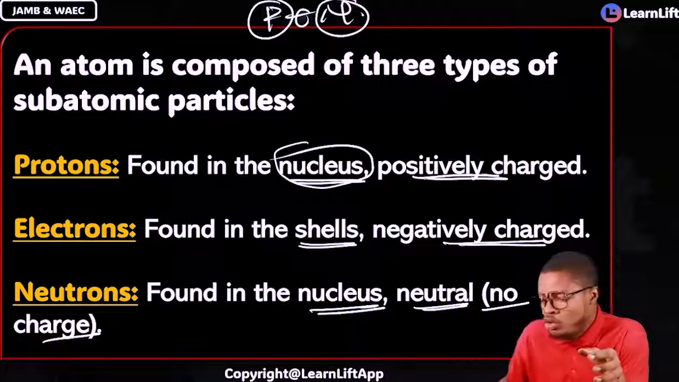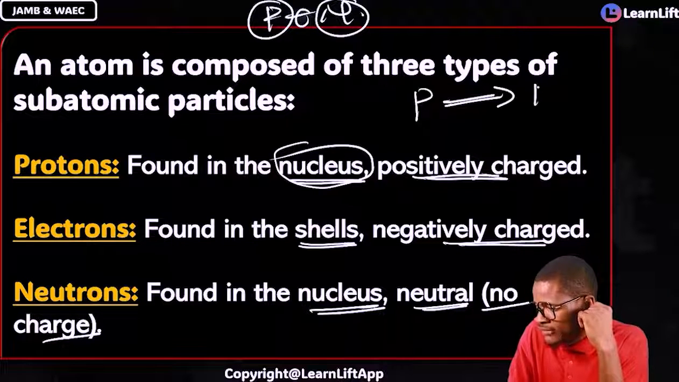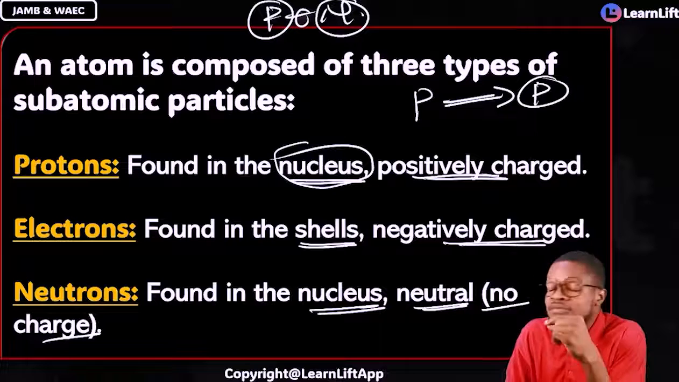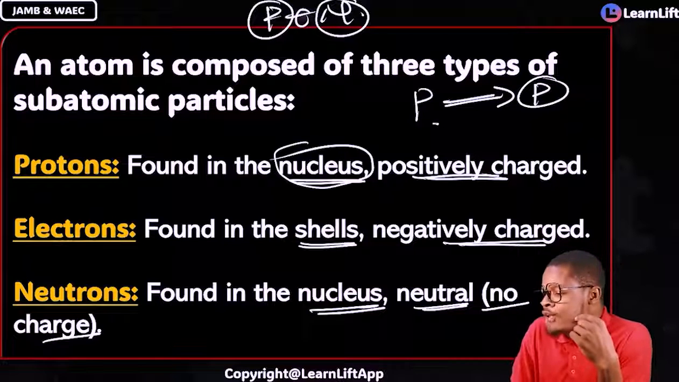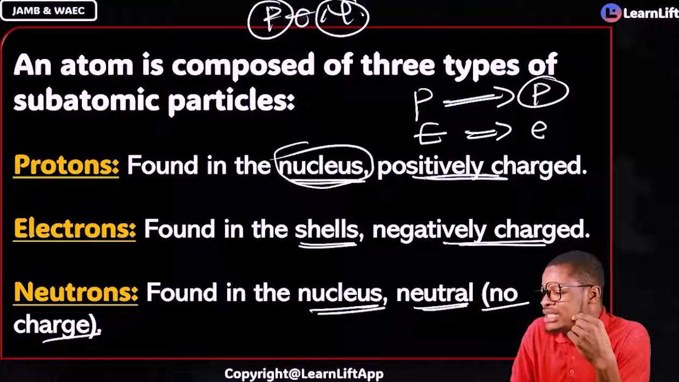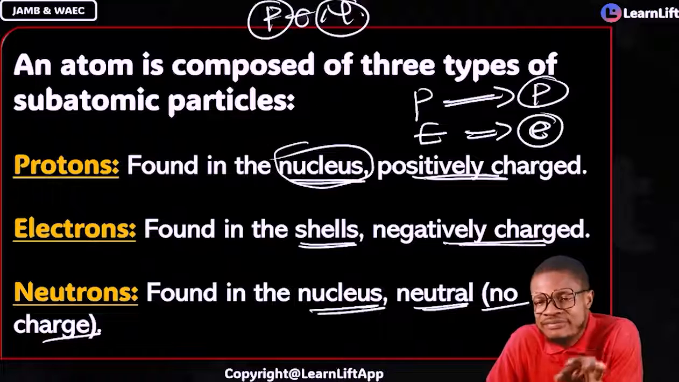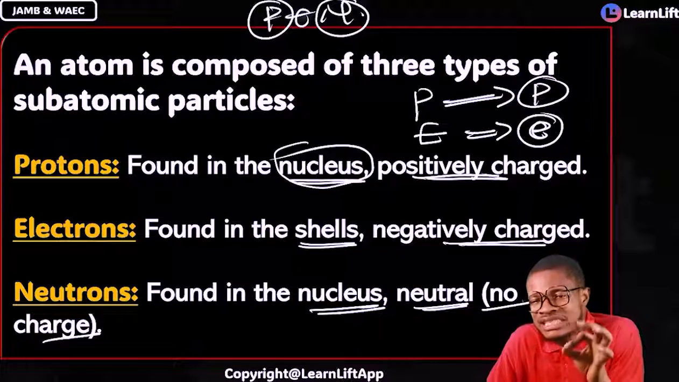Protons: P for protons, P for positive. So your protons are positively charged. E for electrons. Electrons are what? Negatively charged. They are the electrons. Protons are positive. Electrons are negative. Neutrons are neutral.